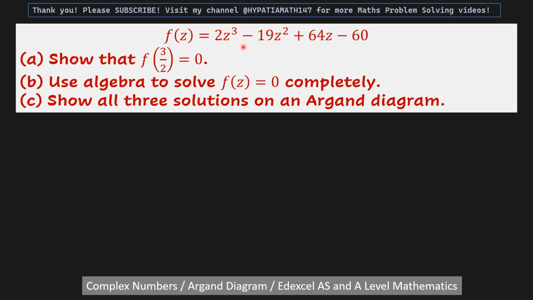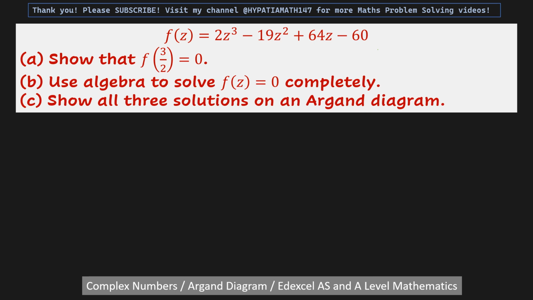f(z) equals 2z cubed minus 19z squared plus 64z minus 60, and we need to show that f(3/2) is 0, and then use algebra to solve f(z) equals 0 completely. Show all three solutions on an Argand diagram.